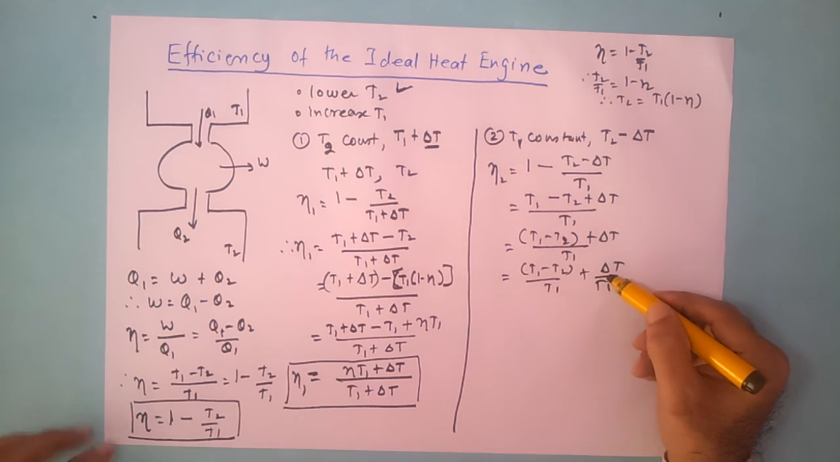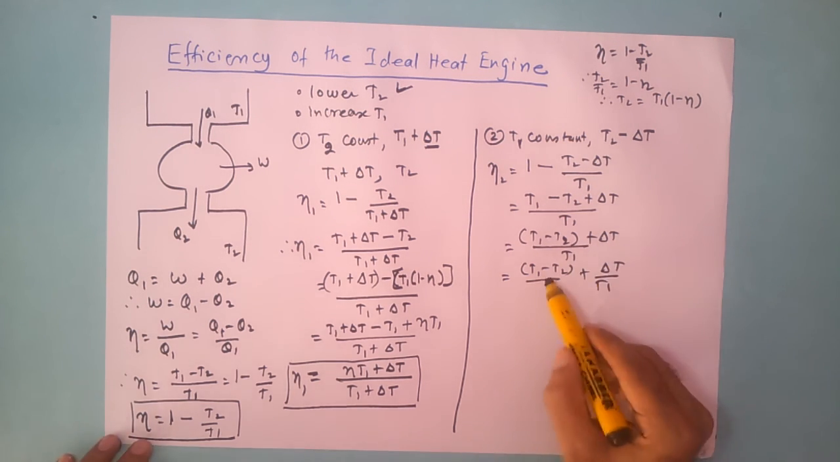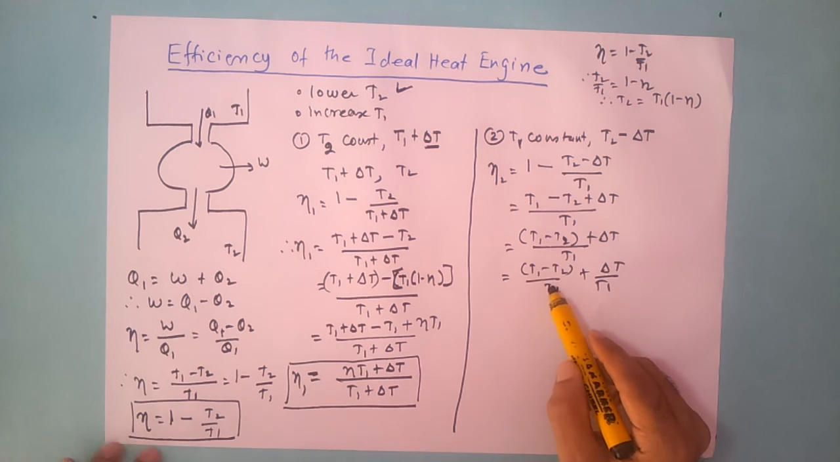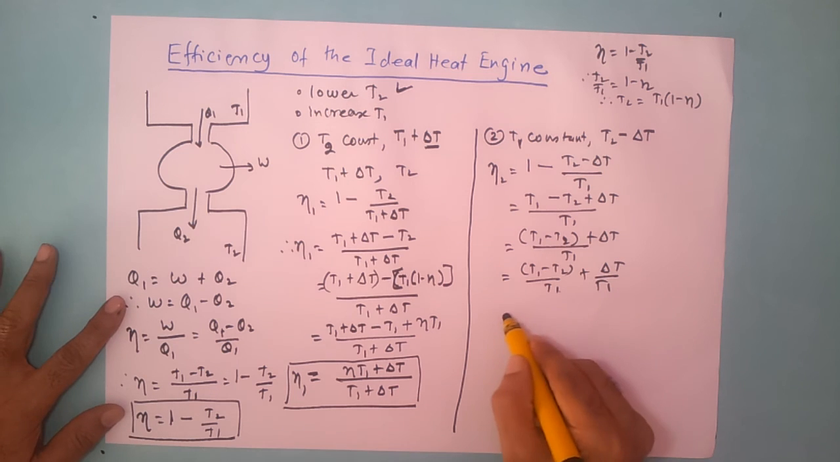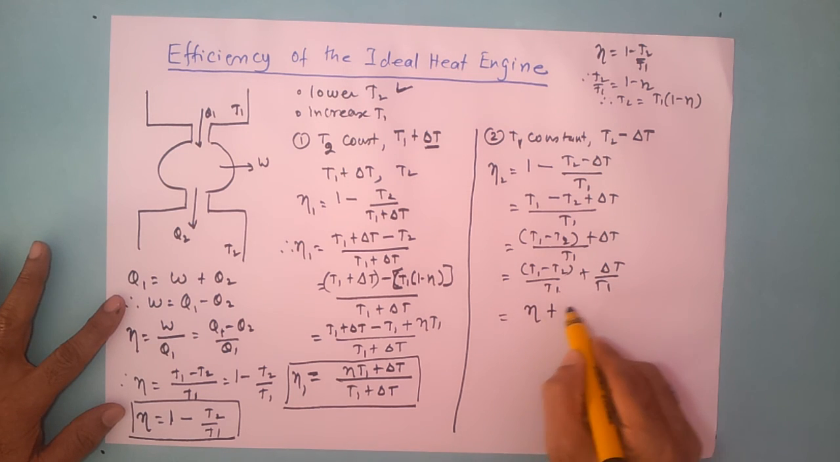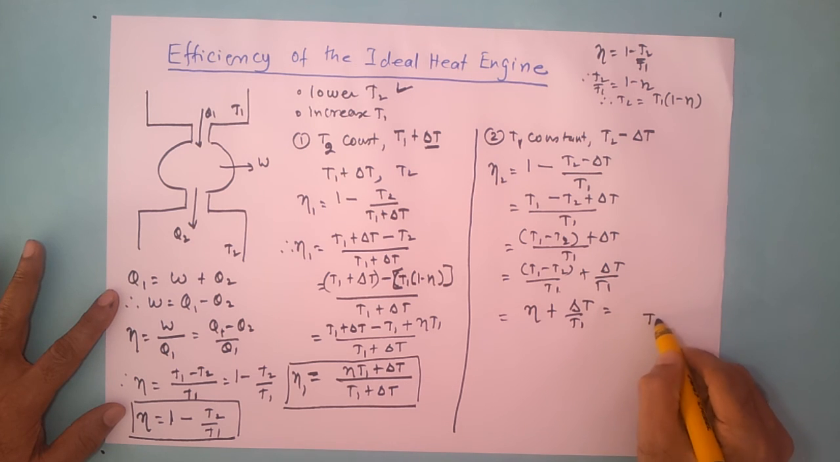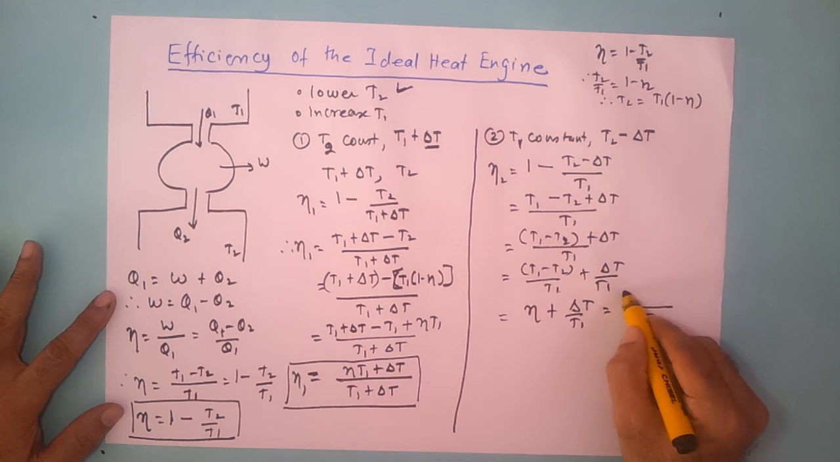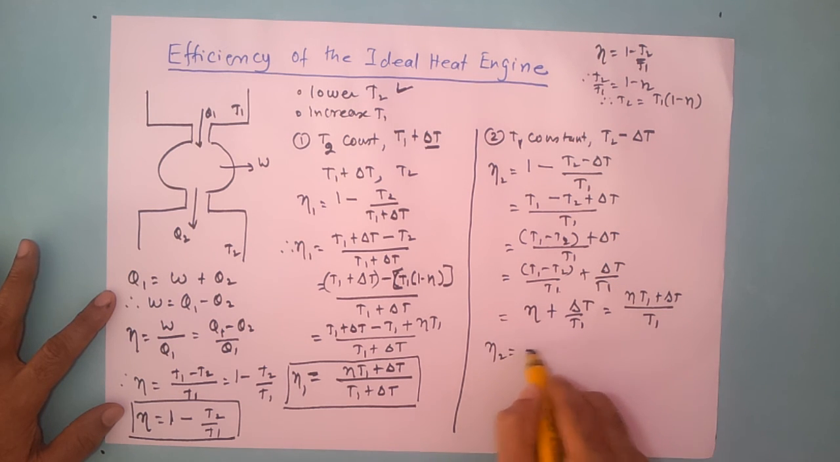I hope you are following me in the math calculations. T1 minus T2 upon T1 plus delta T upon T1. Now what is this term? T1 minus T2 upon T1 is the old efficiency eta. So I'll write down here eta plus delta T upon T1. That will give me T1 in the denominator and eta T1 plus delta T in the numerator. And eta 2 is equal to eta T1 plus delta T upon T1.